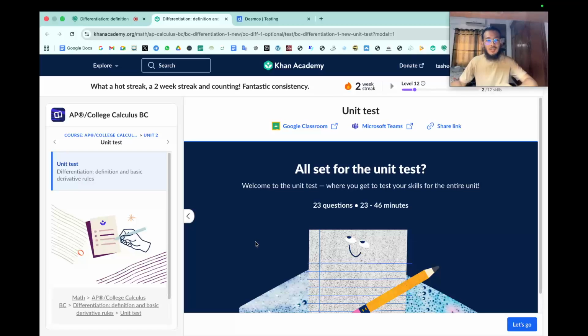Alright, let's get started with our unit test for the differentiation, definition and basic derivative rules under the course calculus.